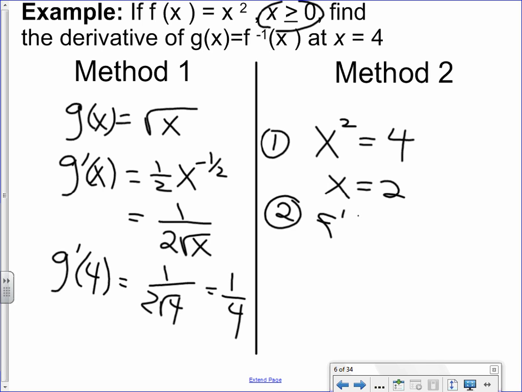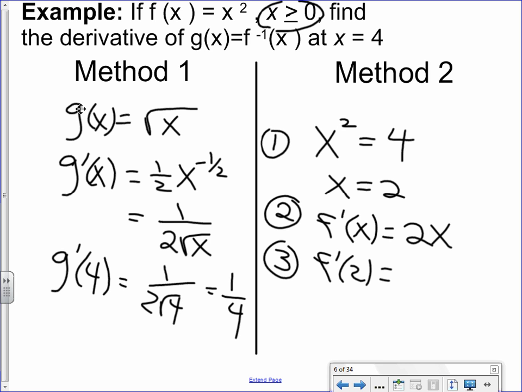Your second step is get the derivative of the original function. What's the derivative of f? Now we're going to plug in the value we found into that derivative. So we want to find f prime of 2. So plug 2 into the derivative. What do you get? 4. Good. And now all we have to do is flip it. So we wanted, recall, the derivative of g at 4. It's just going to be the reciprocal of that, 1/4.